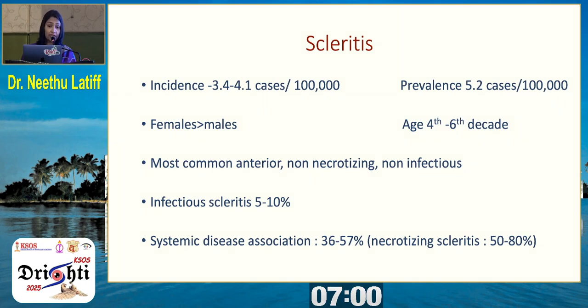Scleritis, the incidence is 3 to 4 per 100,000 and prevalence is 5 per 100,000. Females are more affected, in the 4th to 6th decades of age, and it is most commonly anterior, non-necrotizing, and non-infectious. Infectious scleritis comprises only 5 to 10%.